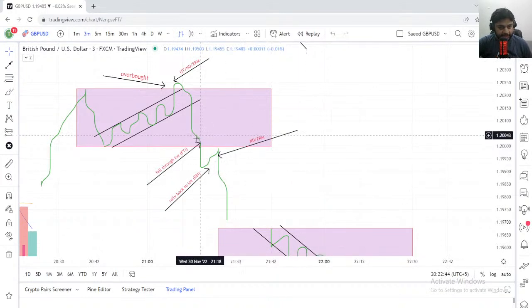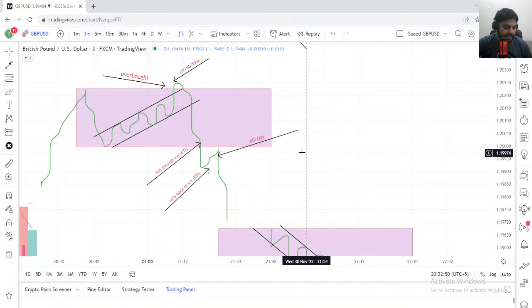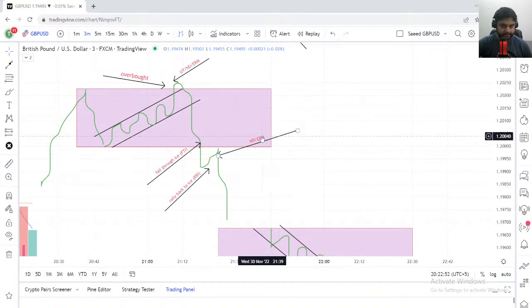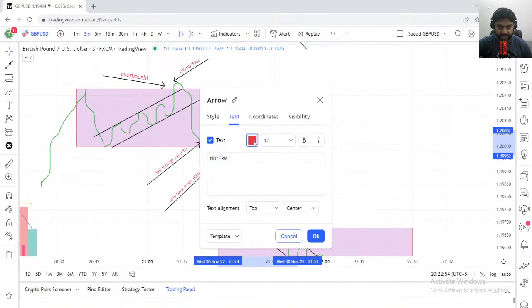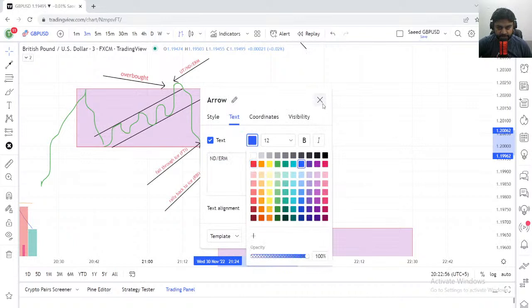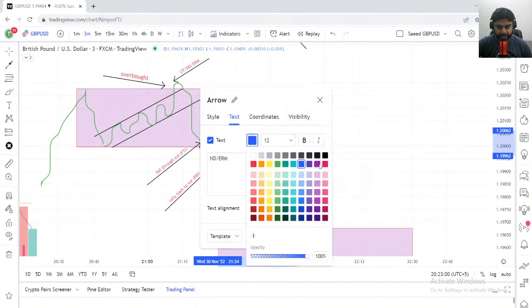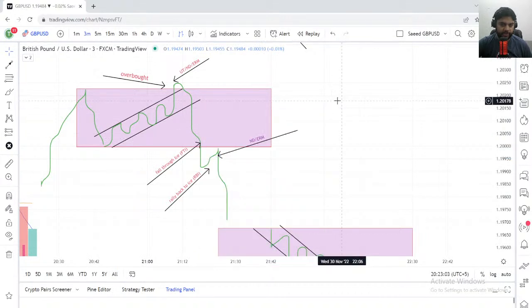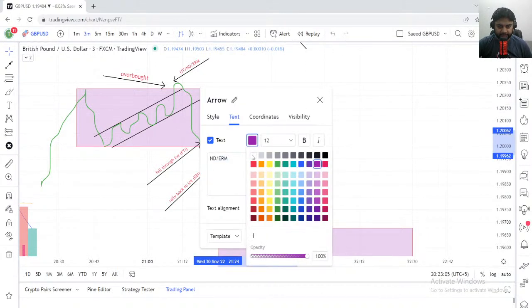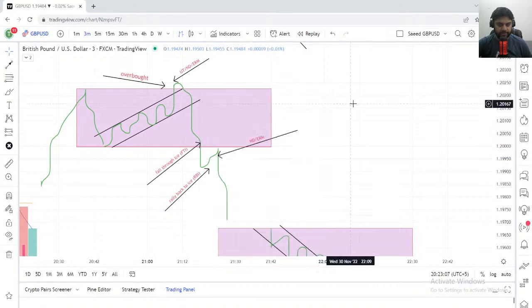So when you have this rally back to ice, you have another amazing opportunity. If you find ND or ERM, you can sell over here. Okay, I'll make this blue so that you can clearly see. This is ND and ERM. So you can sell over here if you have ND and ERM. Sorry about that, guys, it should be red.